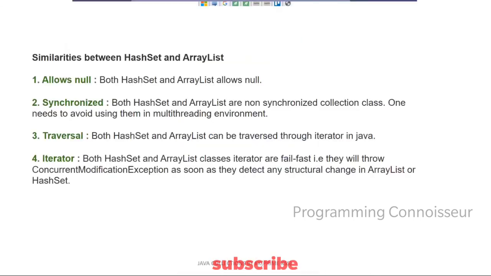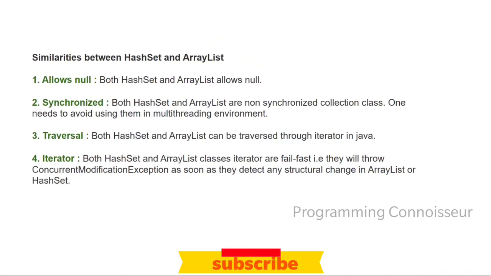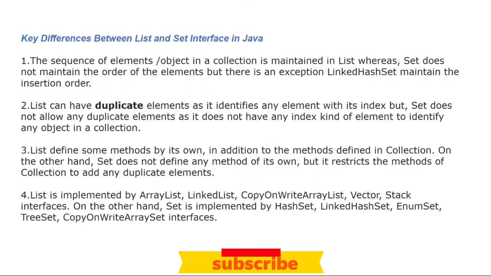Okay, similarities. I want to know the similarities between hash set and array list: both allow null, both are traversable through the iterator. Okay, so now this is not a big deal.